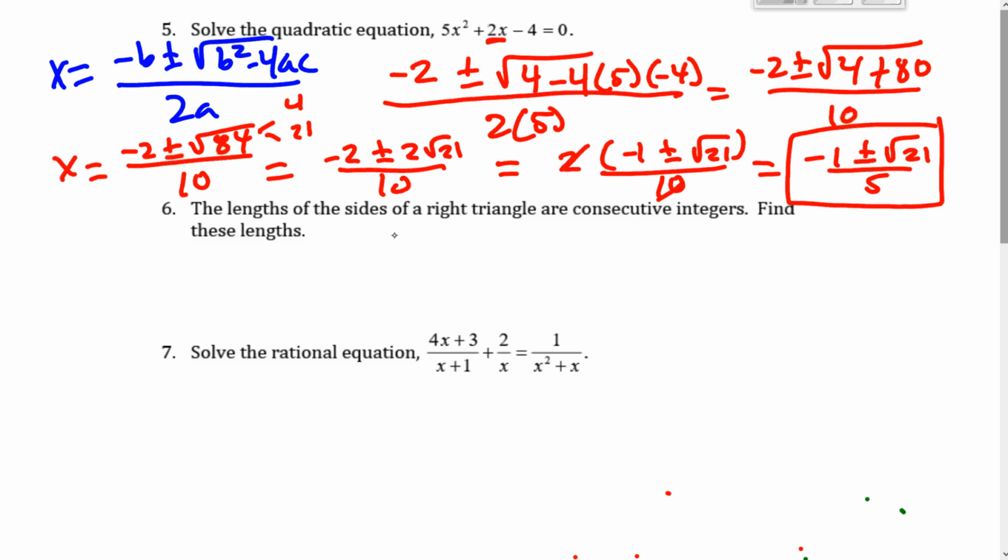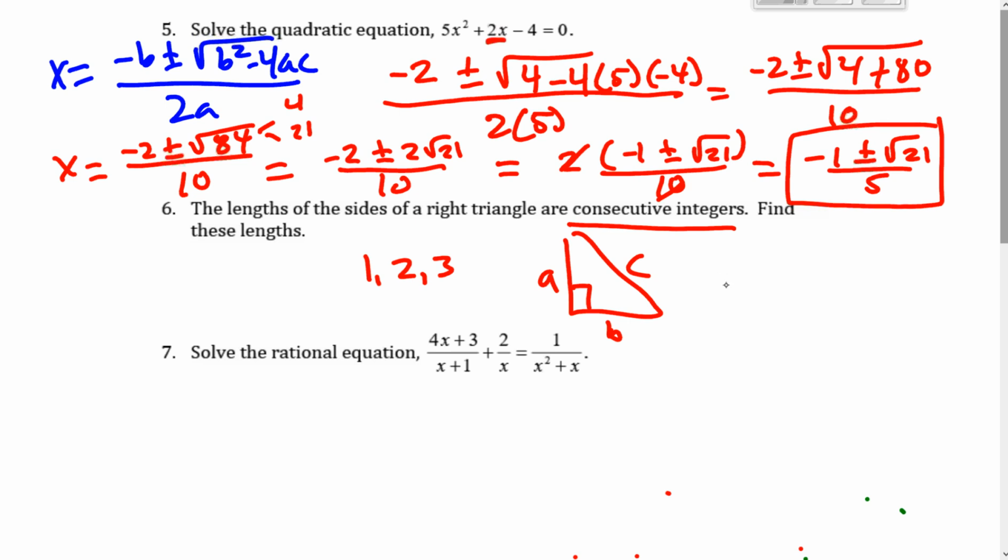Alright, find the lengths of the sides of a rectangle, consecutive integers. Find these lengths. So consecutive integers, that means like 1, 2, 3, right? Right in a row, right after one another. So on a right triangle, we know that a squared plus b squared equals c squared, right? So I'm looking for 3 numbers that when I square them, the 2 smaller ones add together to equal the third one squared. Right, so the famous one of this is a 3, 4, 5 triangle.